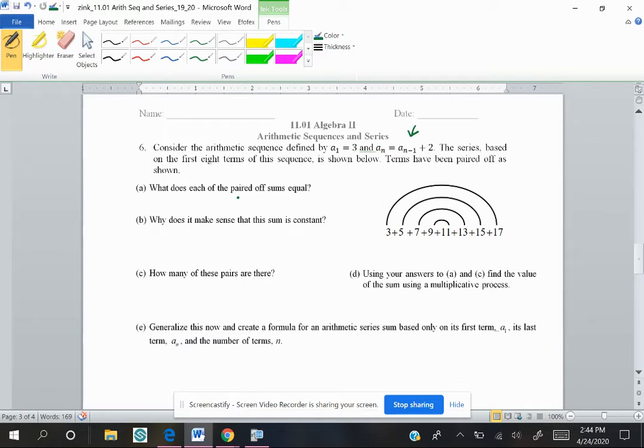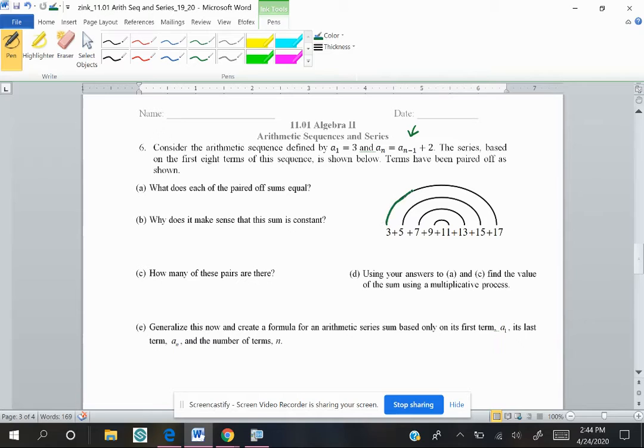So what does each of the paired off sums equal? Again, we're counting by 2s. You see that we're adding them together, so that shows it's a series. 3 plus 2 is 5, 5 plus 2 is 7, 7 plus 2 is 9. So we're adding 2 each time to get to the next. They're asking what each pair equals.